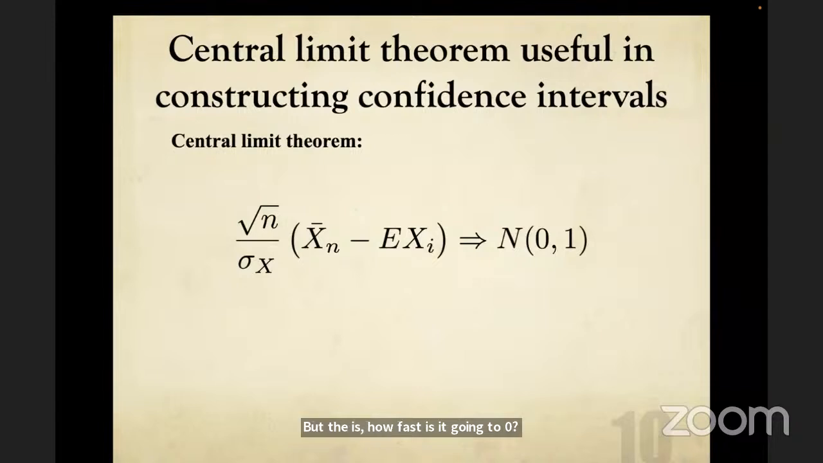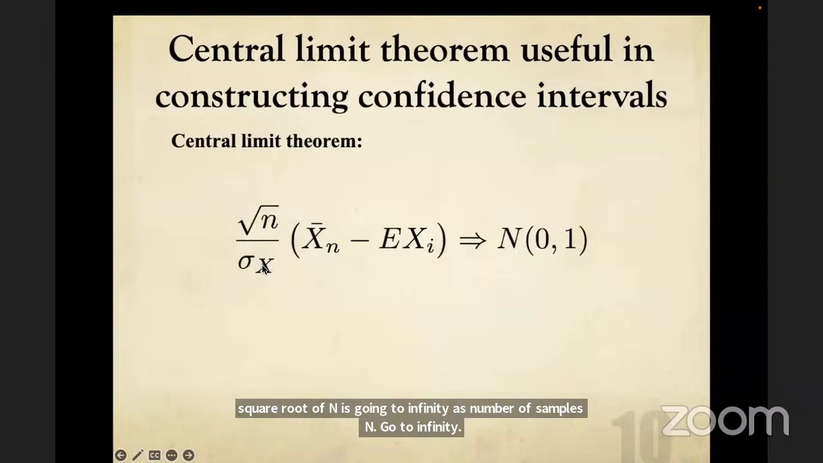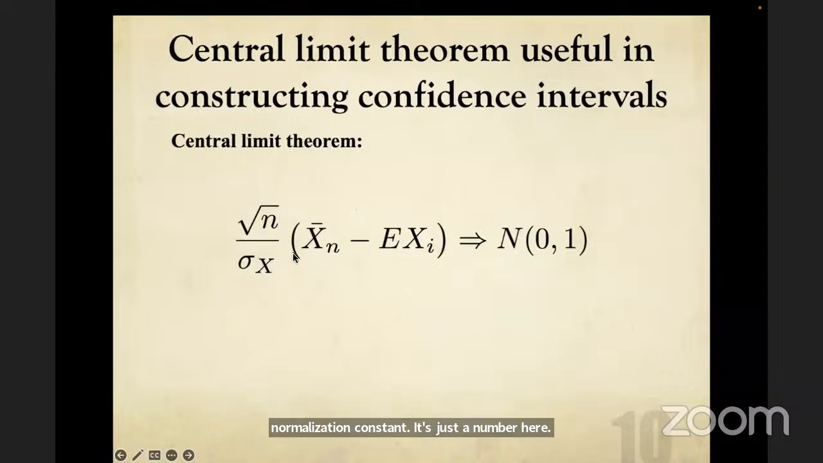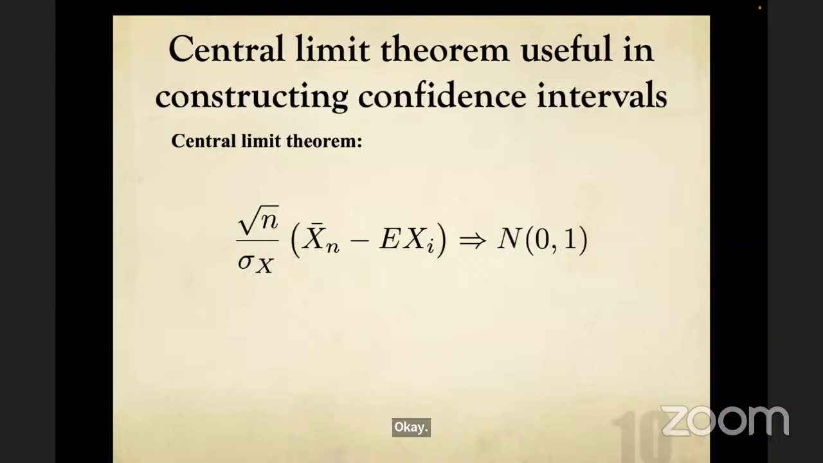The way to answer this question is that you multiply it by something which is going to infinity. It turns out that square root of n is the right thing to multiply it by. So square root of n is going to infinity as the number of samples n goes to infinity. Sigma X is the standard deviation. It's just a normalization constant, just a number here. But this is going to infinity and this is going to 0. Together, the limit theorem tells you that they have a probability distribution which is normally distributed with mean 0 and variance 1. You've probably seen it. It describes this left-hand side random variable's distribution. What that means is if I were to generate samples of the left-hand side independently, it will look like a bell-shaped curve. A lot of readings will be very close to 0. Some will be slightly further away.